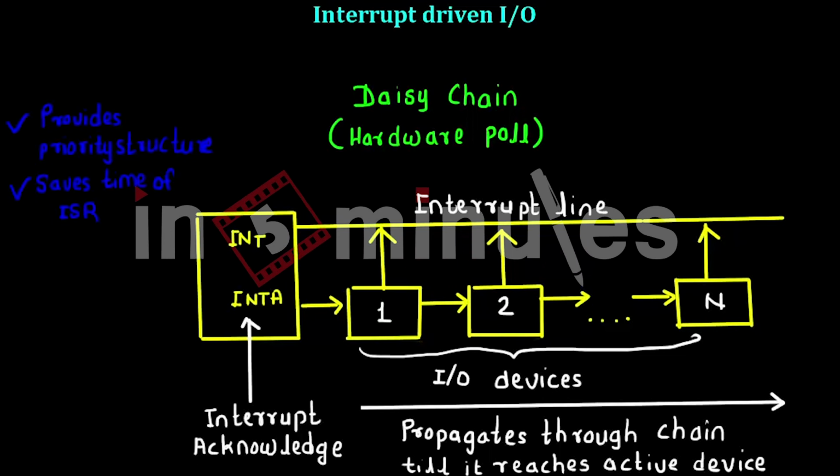The daisy chain structure, or the hardware poll method, provides an inbuilt priority structure and it also saves the time of the interrupt service routine. However, it is a very inflexible structure, so the priority cannot be programmed, and it has a single interrupt line and a single interrupt acknowledge which is propagating, so a data contention problem may arise in this solution.